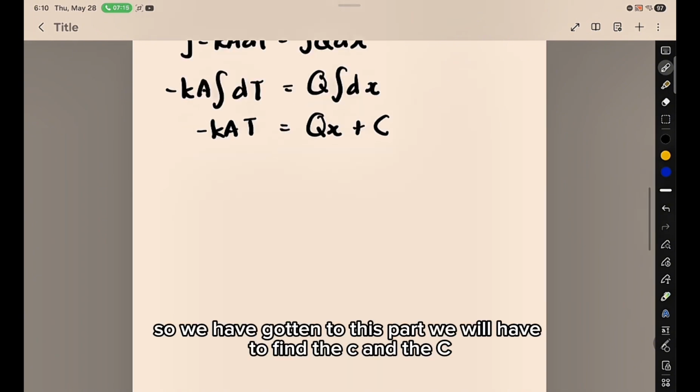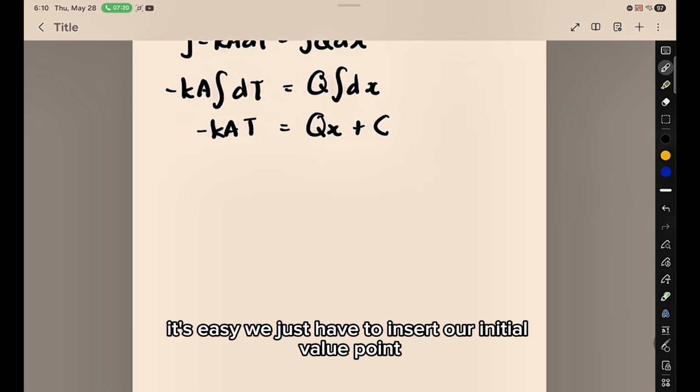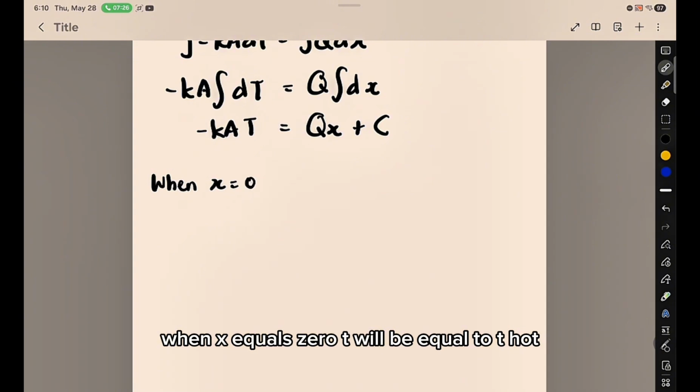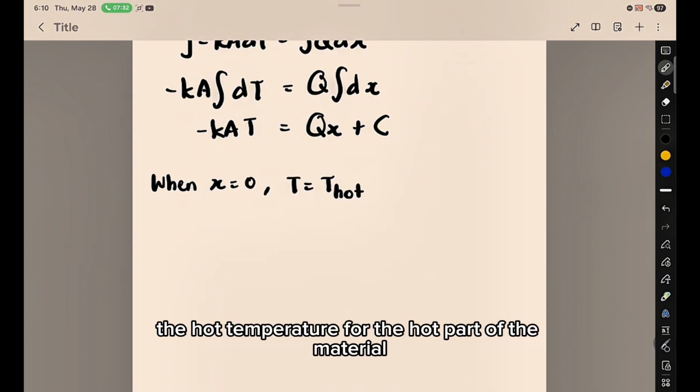So we have gotten to this part, and we will have to find the c. And the c is easy. We just have to insert our initial value point, or our boundary conditions, here. When x equals 0, T will be equal to T hot, the hot temperature for the hot part of the material.